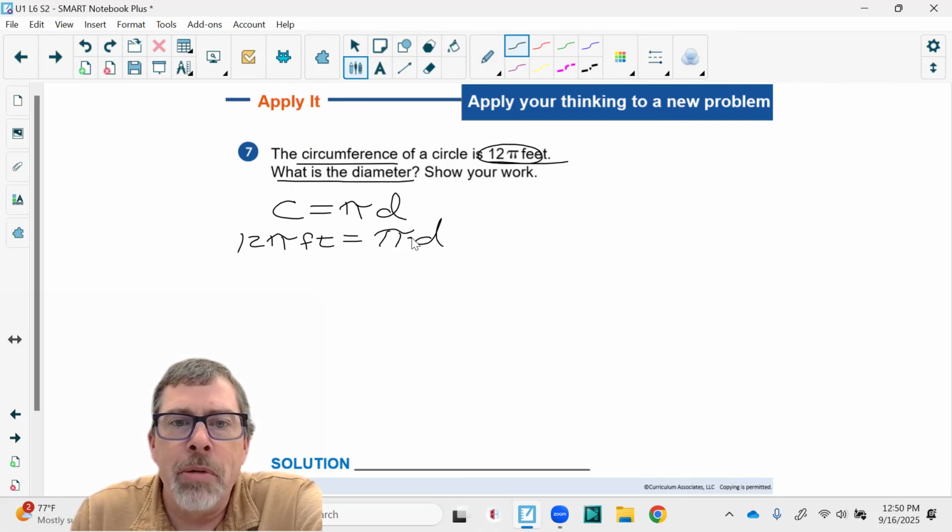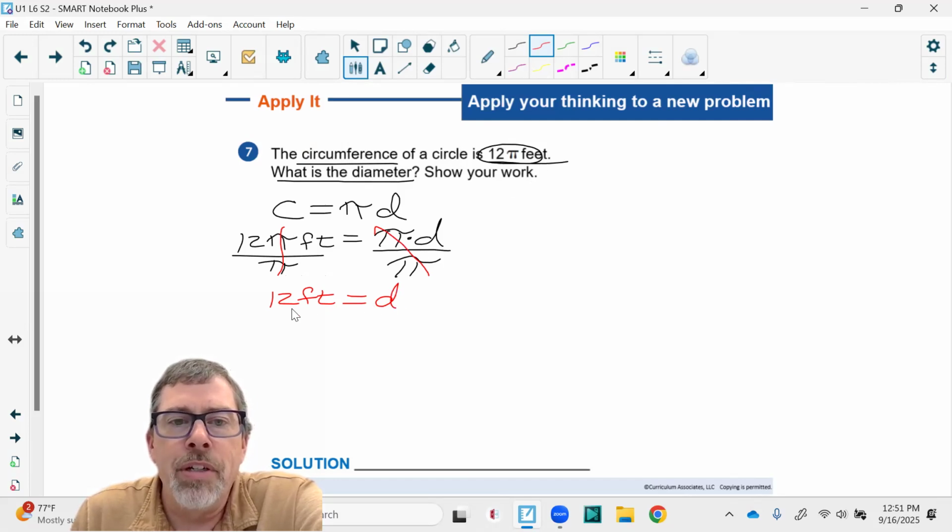It says, what is the diameter? We want to get diameter by itself. This is being multiplied, so you have to divide by pi to get pi away from D. So what you do to one side, you do to the other. Pi divided by pi is 1, leaving me with 1D. And the pi's cancel here, leaving me with 12 feet. So the diameter of a circle with circumference of 12 pi feet is 12 feet.